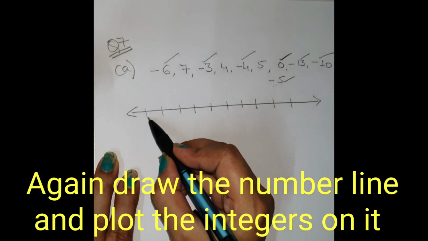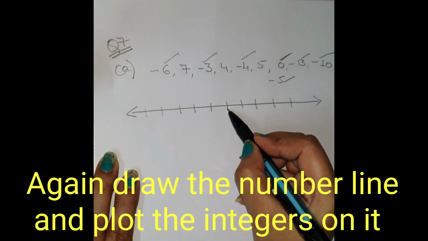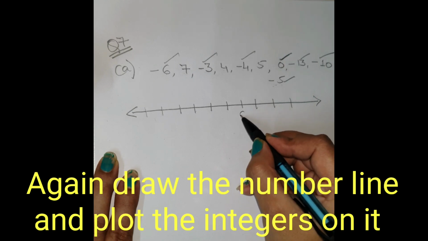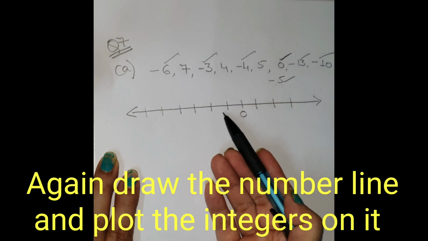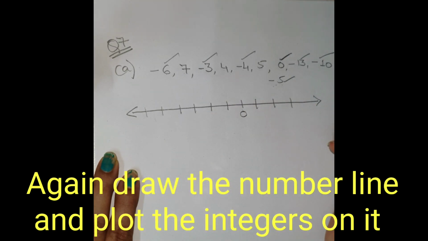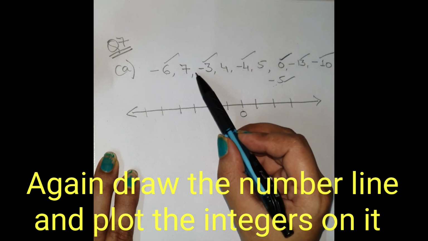So I will drop the 6 lines: 1, 2, 3, 4, 5, 6. After dropping 6 lines, I will put 0. Okay. So 0 will come here. And then here 6 negative integers will come. So from all the 6 negative integers, which one is the greatest?